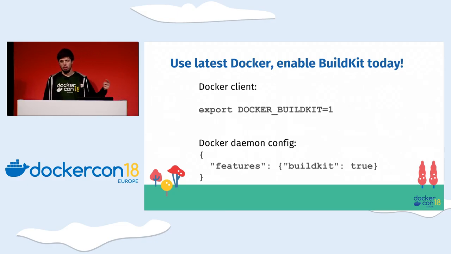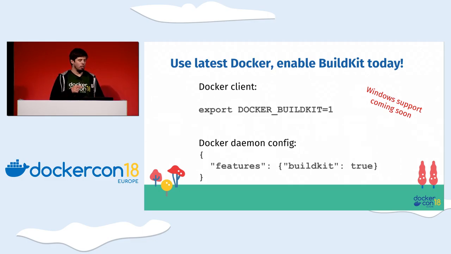On the client, you can export this environment variable called DOCKER_BUILDKIT=1. And if you don't want to do that on multiple clients, you can do so on the daemon with this configuration as shown on the slides. Actually, I'm curious to know, with a raise of hands, can you tell me if you have heard of BuildKit before? Can you please raise your hand? Okay, a couple. Nice, thank you. This is a good reminder: BuildKit today doesn't work on Windows, so the support for Windows is coming soon.